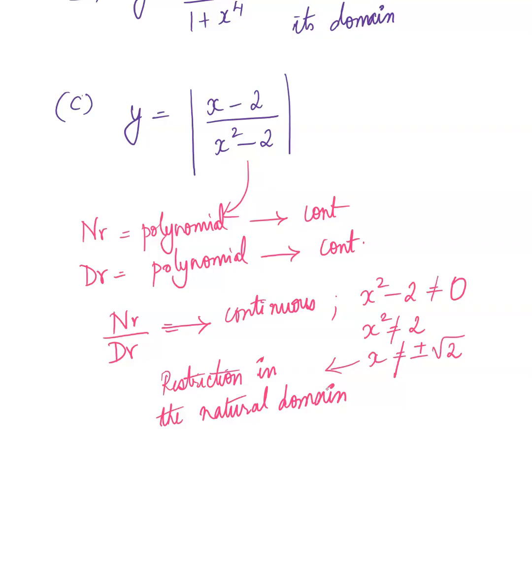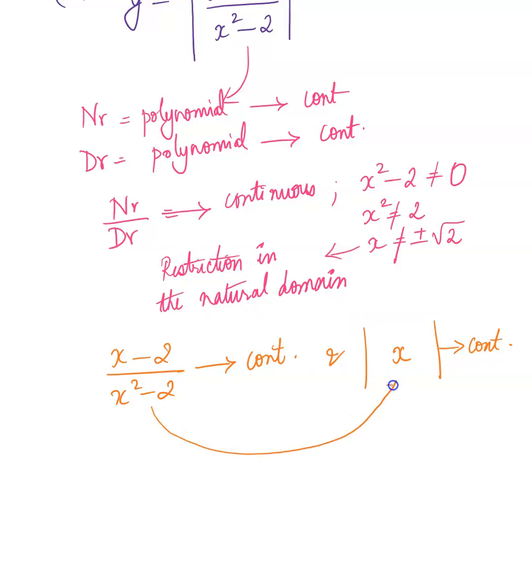Alright, so now that you've got this, we have established that x minus 2 over x squared minus 2 is continuous in its natural domain, and we have absolute value outside, so it's like having an x there. We know absolute value functions are also continuous. So if you compose these two continuous functions, you get absolute value of x minus 2 over x squared minus 2, which is a composition of functions, and we know that is continuous.